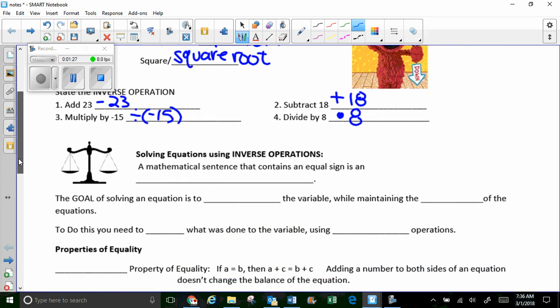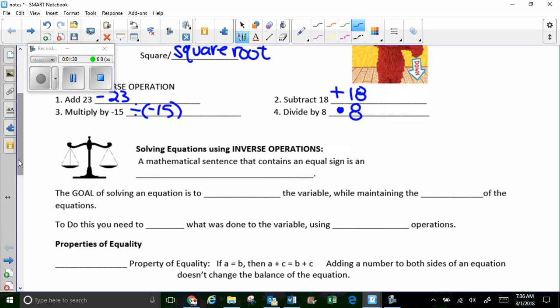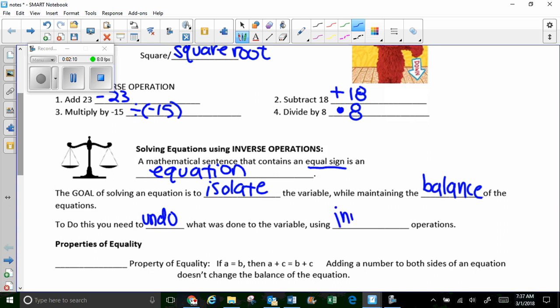Alright, so solving equations using inverse operations. Well, a mathematical sentence that contains an equal sign is an equation. So you guys probably already know that an equation has to have an equal sign. The goal of solving an equation is to isolate, or get the variable by itself. So isolate the variable while maintaining the balance of the equation. What that means is basically what you do to one side, you have to do to the other. So if you add 18 on both sides of the equation, you have to do that to the other side of the equation as well. To do this, you need to undo what was done to the variable using inverse operations.